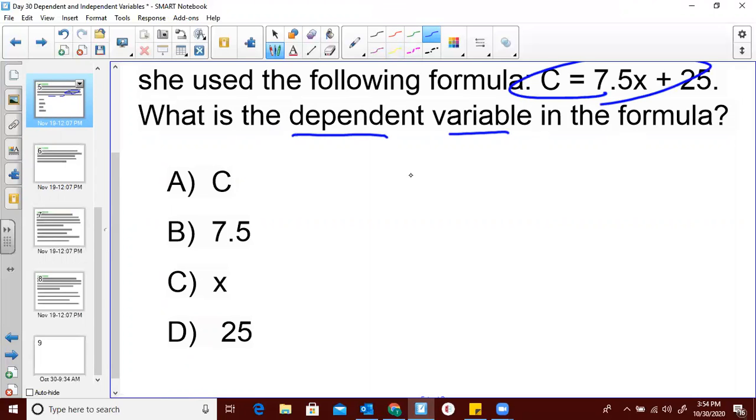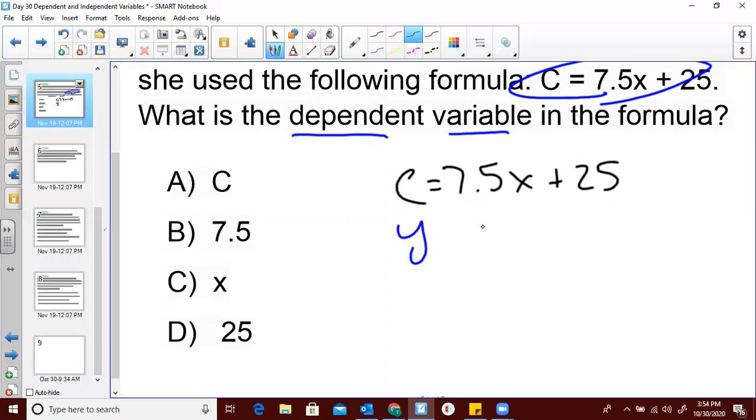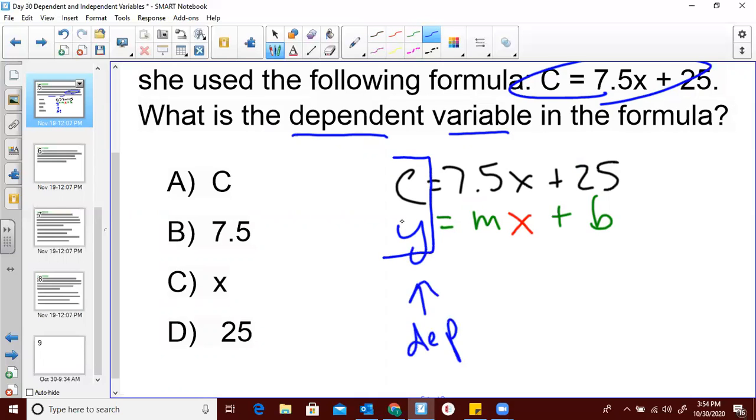So I have C equals 7.5x plus 25. Well, if I'm writing out my formula, I know I have y equals mx plus b. And I know that my y is my dependent variable. So I'm going to box in my y and the variable above it because that variable will take its place.